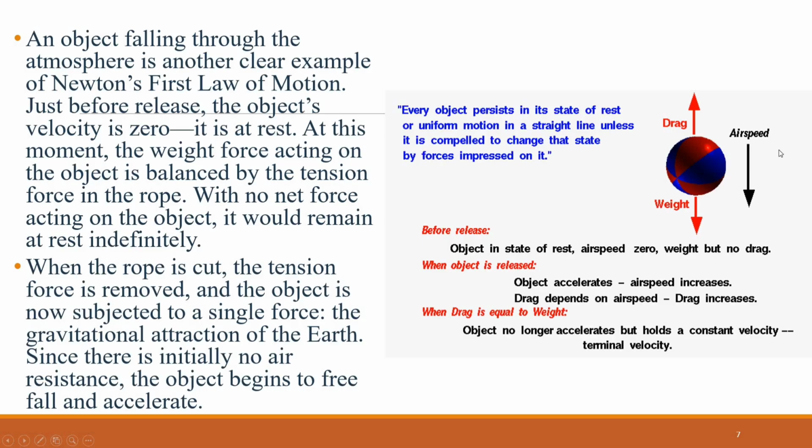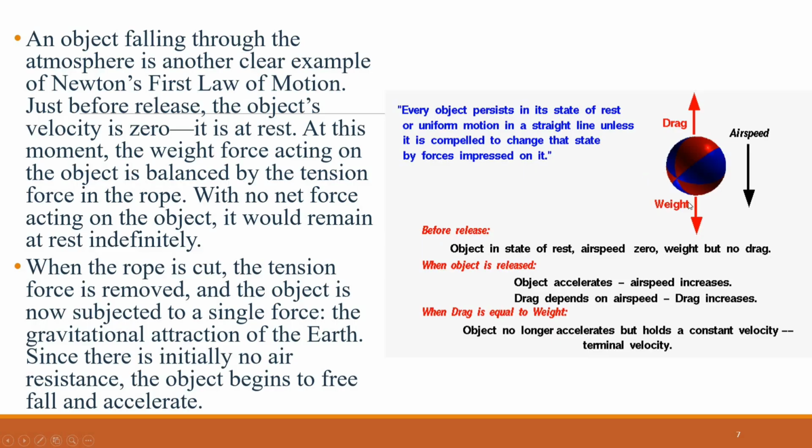When the rope is cut, the tension force is removed, and the object is now subjected to a single force, the gravitational attraction of the Earth. Since there is initially no air resistance, the object begins to free fall and accelerate. As the object's velocity increases, it encounters air resistance, or drag, which opposes the motion. The magnitude of the drag depends on the square of the velocity.